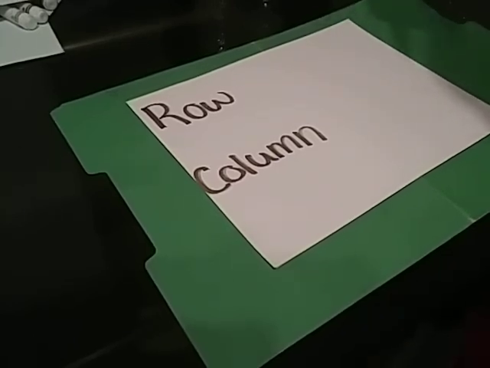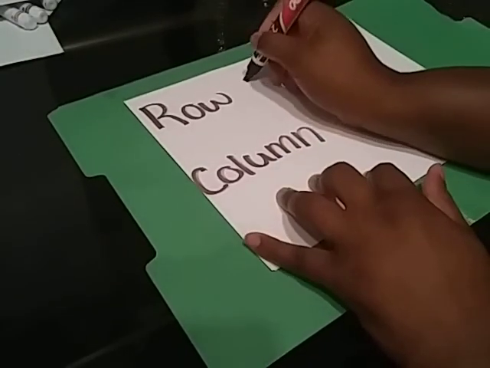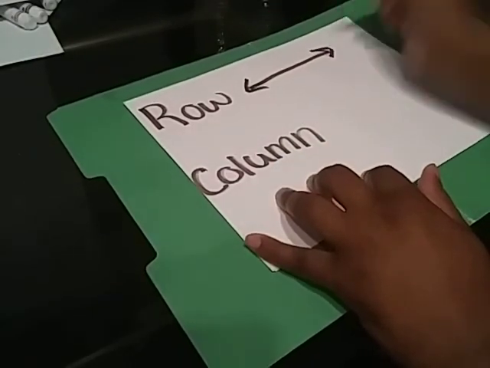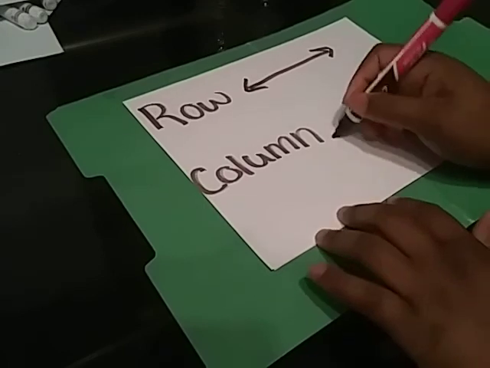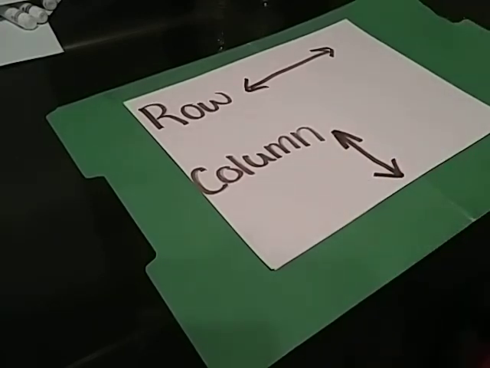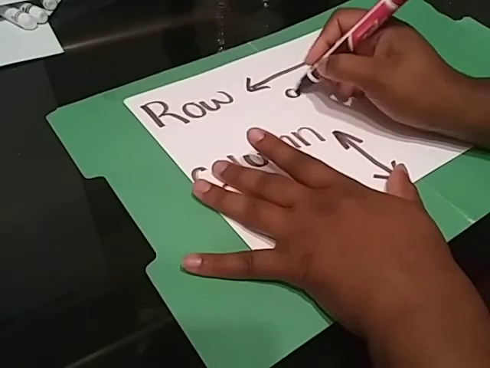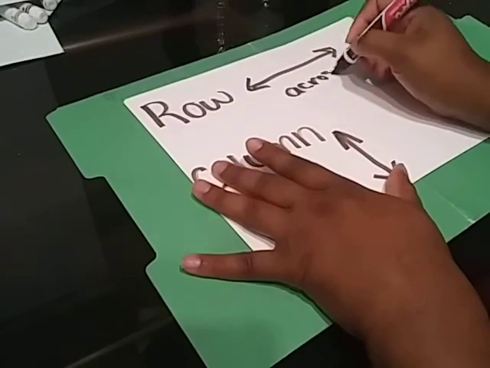So rows and columns are building a foundation to help them understand multiplication. The reason I'm starting this off is because they're going to learn about arrays, and I'll get to that. A row goes from side to side, and a column goes up and down. I also posted an anchor chart in Teams for the parents. Rows go across, and it's important for the students to know this.